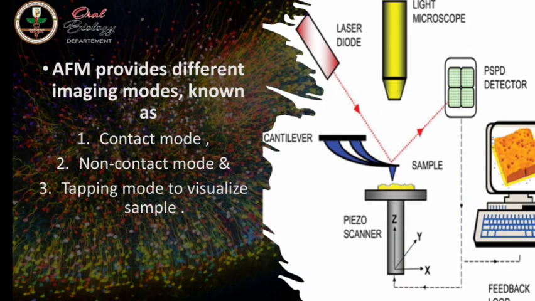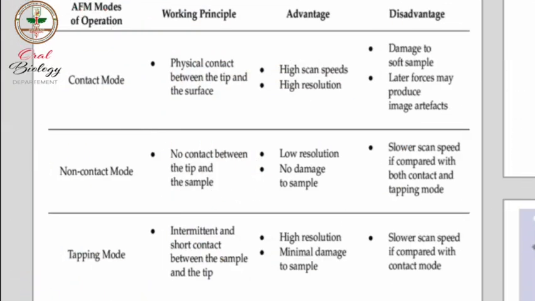The atomic force microscope provides different imaging modes that are known as contact mode, non-contact mode, and tapping mode. Now, let's move to a little comparison between the three types of operating modes. We have the contact mode, where there is actual physical contact between the tip and the surface to be examined, while in the non-contact mode, as the name suggests, there is no contact between the tip and the sample, while in tapping mode there is an intermittent and short contact between the sample and the tip of the microscope.